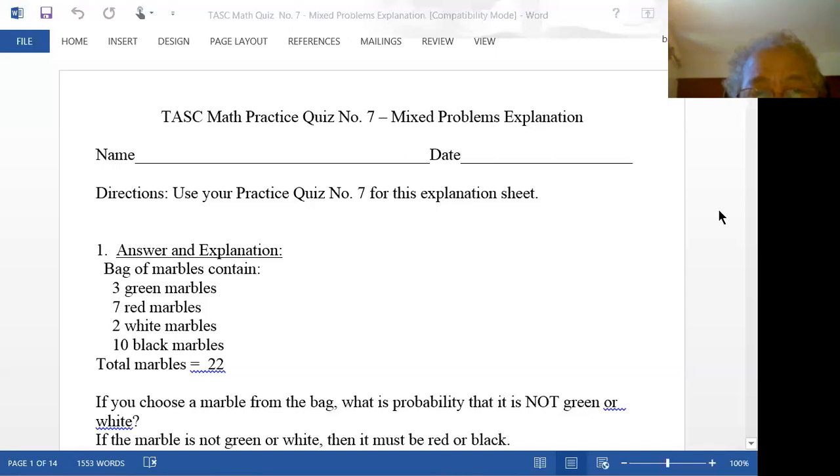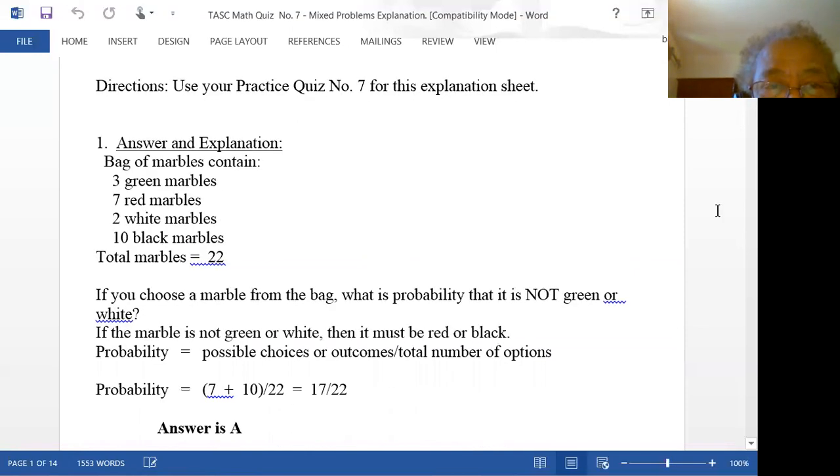Now, if it's not green or white, then it has to be the other colors, red or black. If you look at red and black, you have 7 red and 10 black. Now, probability is the possible choices or outcomes divided by the total number of options. So, 7 red plus 10 black, divided by the total 22, is 17 over 22, and on your worksheet, that answer is A.